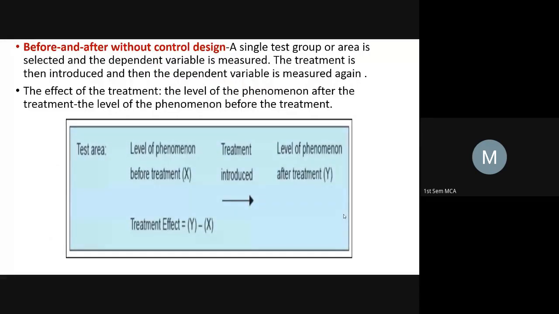Next. The first one is, this comes under informal design type. Before and after without control design. A single group or area is selected and the dependent variable is measured. Then the treatment is introduced and the dependent variable is measured again. Now, a simple example. Y is equal to 2x. Y is a dependent variable. X is an independent variable.